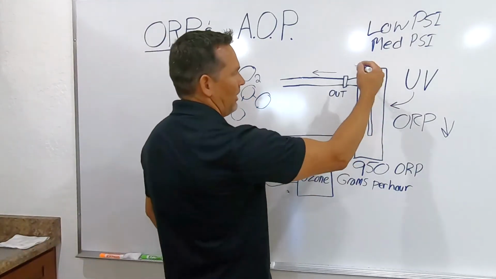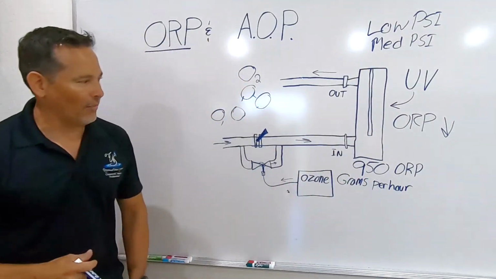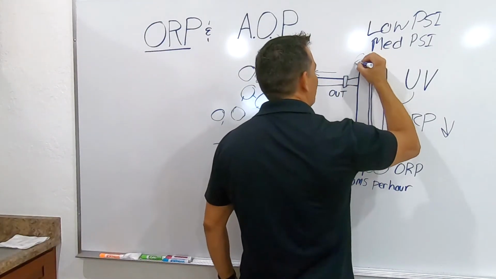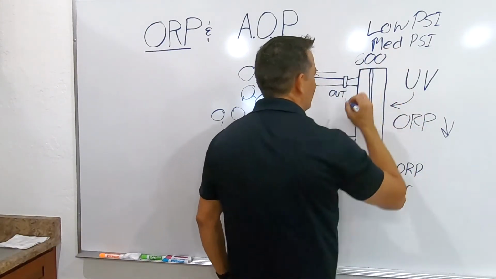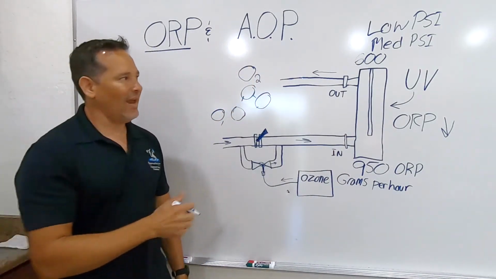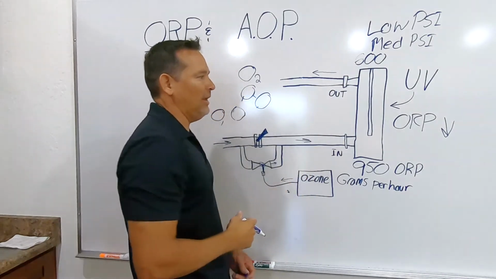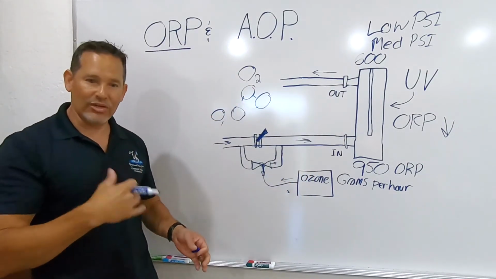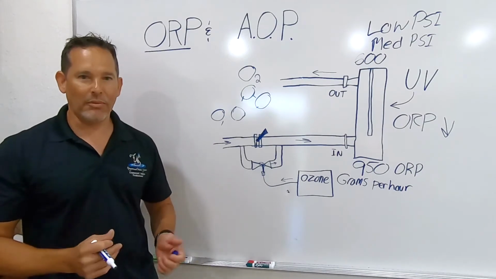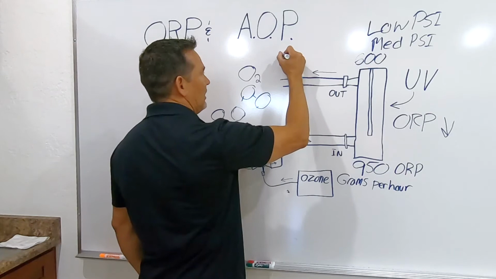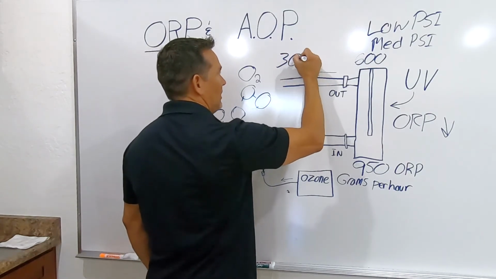So as it's coming out the other end, instead of seeing an ORP of 950, I actually might see an ORP of about 600 or less. So as this process is taking place, it's actually driving my ORP down. And over time, if you leave it run, like on a recirculation system, just like a swimming pool, you'll see your ORP level slowly drop, and it'll actually get all the way back down to even the 300 range.